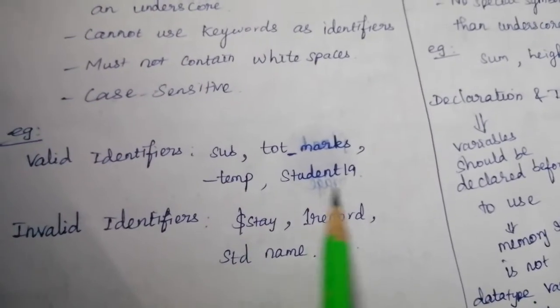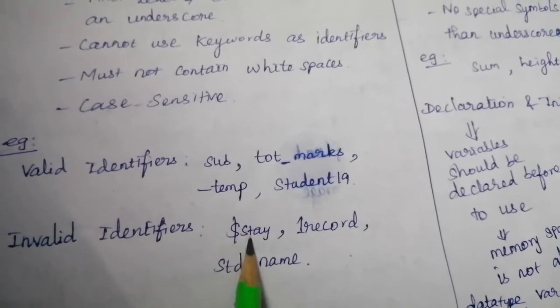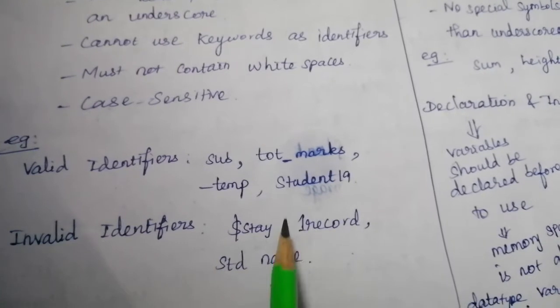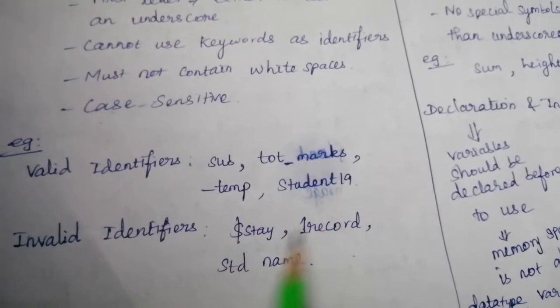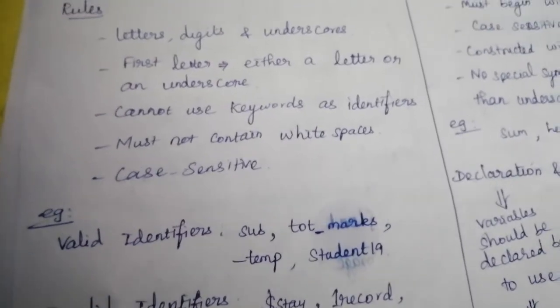So these are the invalid identifiers. This identifier has a special symbol, so this is invalid. This identifier starts with a number, so this is invalid. This one leaves a blank space, so it is invalid. So this is about identifiers.